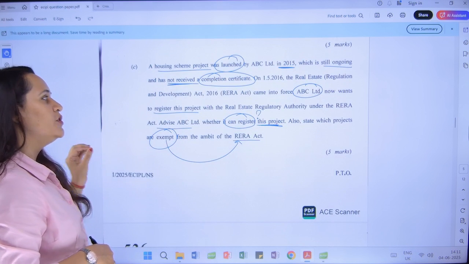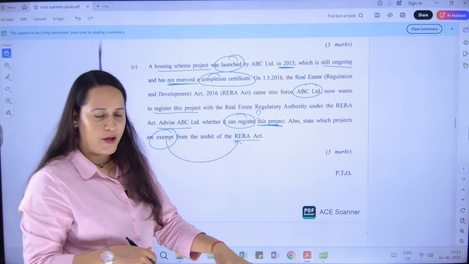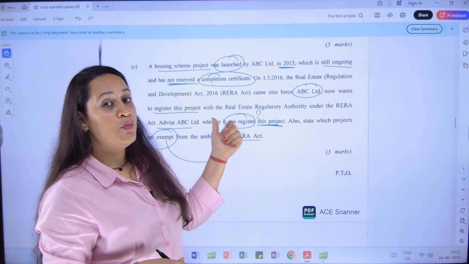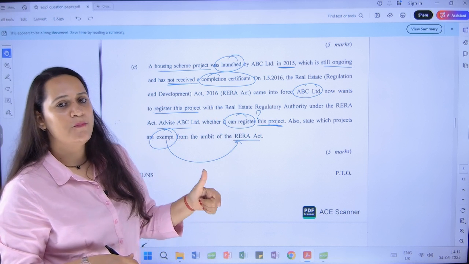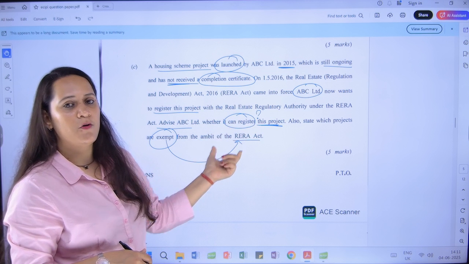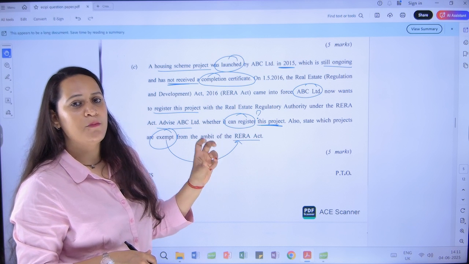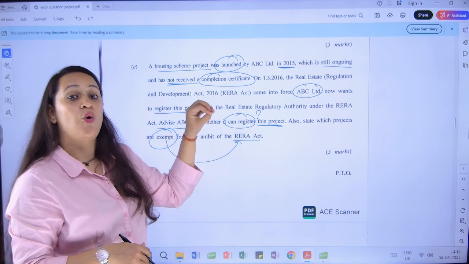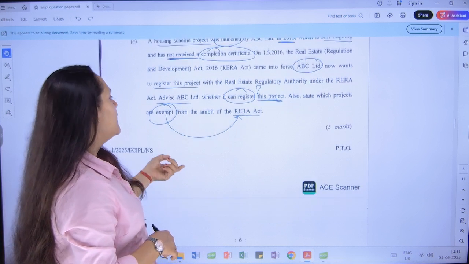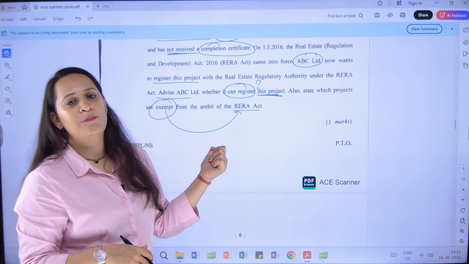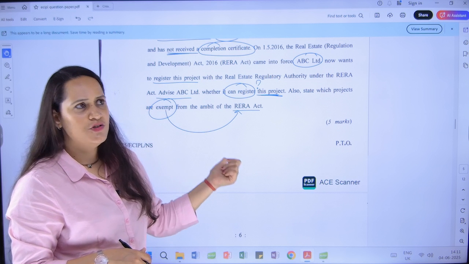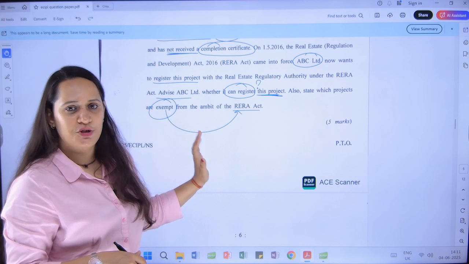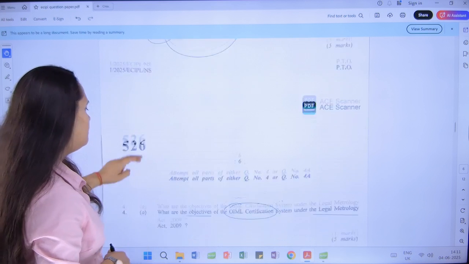Next, a housing project was launched in 2015, which is still ongoing. The RERA Act came into existence in 2016, so the project was not registered, but now because it is still an ongoing project, the company wants to register this one particular project under RERA provisions. They are asking whether a project that was started before RERA came into existence but is still ongoing, can those category of projects also be registered under RERA provisions? And they want you to also answer what are the projects that are exempt from RERA registration. So I think it is a direct question. With respect to transitionary provisions and with respect to exemption provisions. Again, a direct question.